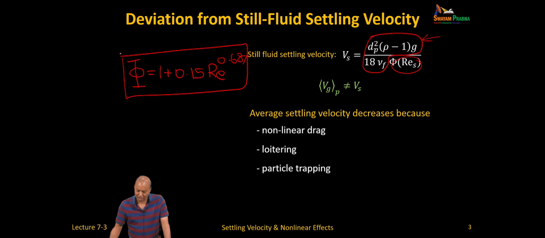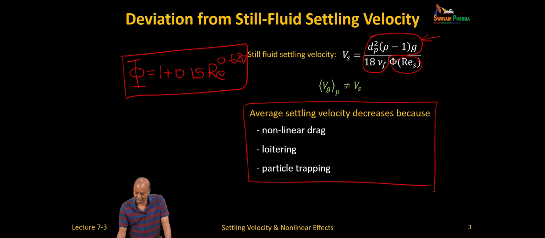Now, this portion has to do not with particles creating turbulence, but I want to switch gears and think about particles settling in turbulence. And these could be small, sub-Kolmogorov particles.